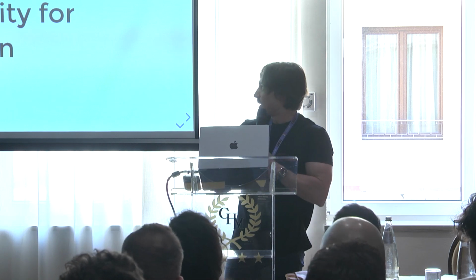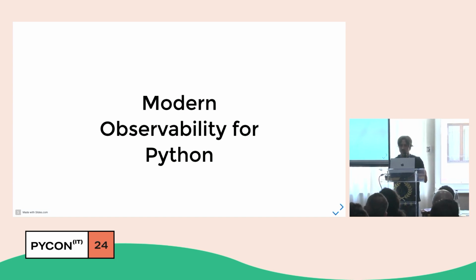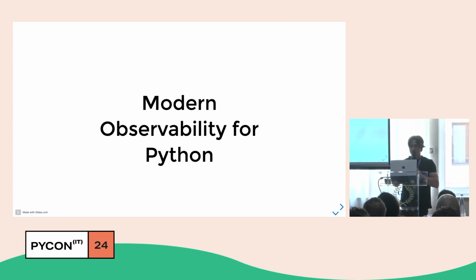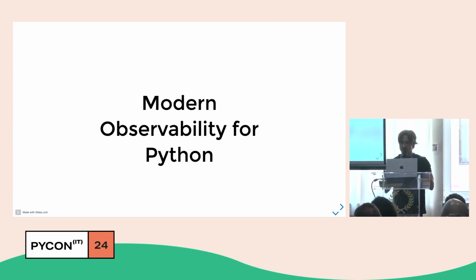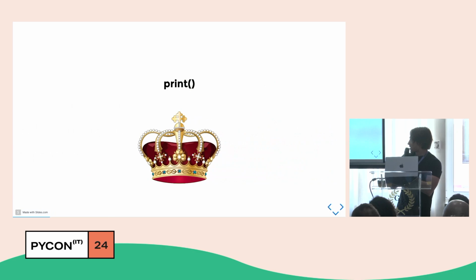So I'm going to talk to you today about modern observability for Python. The idea is that we're going to start a little bit with a history of observability and end up at where we are now. My goal is for everyone to walk out of here having a general idea of what the observability landscape looks like, no matter where you are in it. And so yeah, let's get started.